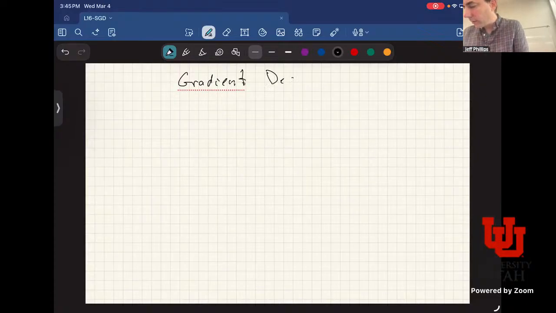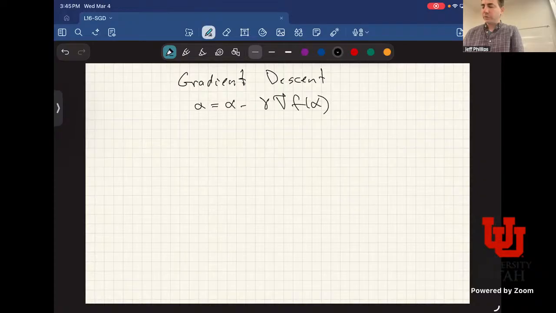Gradient descent here. Again, we're doing alpha equals alpha minus the learning rate times the gradient, which we now know how to compute. We're going to look at the case where n is large. In this class, to distinguish it, we'll call this batch gradient descent.